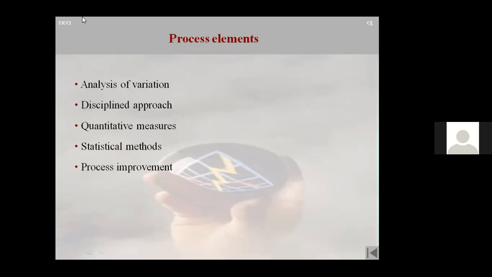Then these are the process elements. In the Six Sigma process, variation is analyzed. And once we analyze the variation, we have a disciplined, step-by-step approach. Almost all the results, we never study in intangible form; we quantify them. We always put our measures in quantifiable form, and statistically we analyze them, and the process gets improved. We would see the different steps.